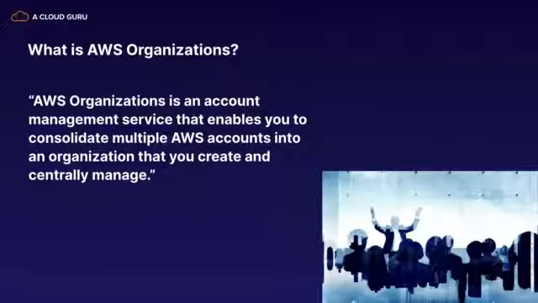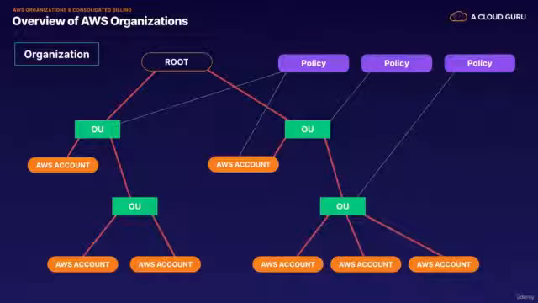So what is AWS Organizations? It's an account management service that enables you to consolidate multiple AWS accounts into an organization that you create and centrally manage. So let's have a look up here. We've got our organization, and this could be the company that you work for. Then we have our root AWS account. This is our master account, and best practice is we use this for billing only. We don't deploy any resources in there.